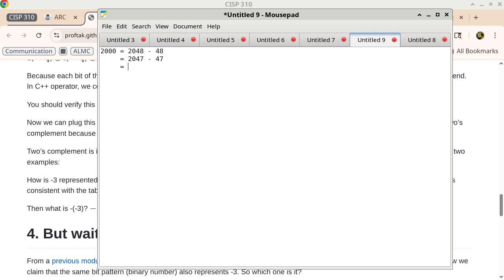And guess what? 2047 is 2 to the power of 11 minus 1. So what is special about the binary representation of 2 to the power of something minus 1? It's all ones. In this case, how many ones? 11 ones, because 2048 is 2 to the power of 11. So we just stash 11 ones here: 1, 2, 3, 4, 5, 6, 7, 8, 9, 10, 11.